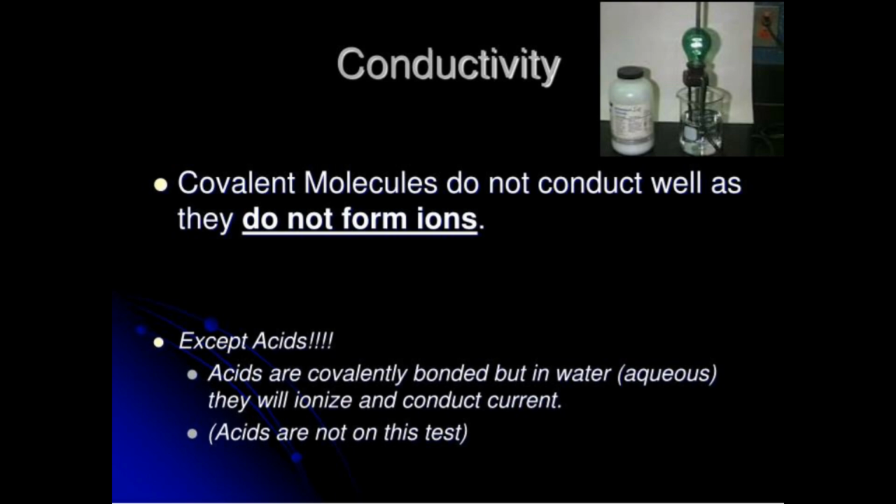Some of the acids are polar covalent compounds. For instance, HCl has two poles. Because of the presence of the two poles, they can conduct electricity. But outside acids, most covalent compounds do not conduct electricity well because they cannot form ions.